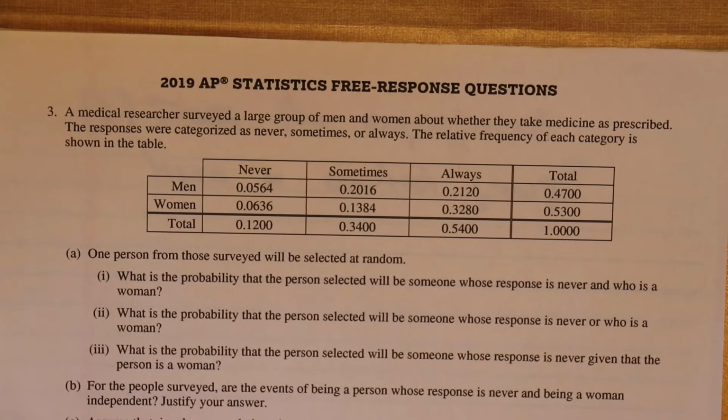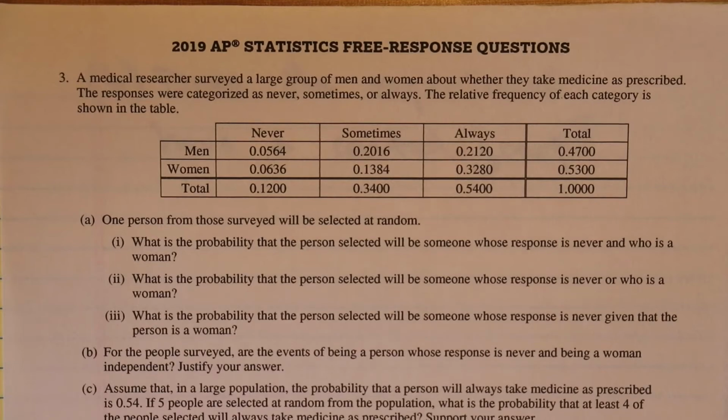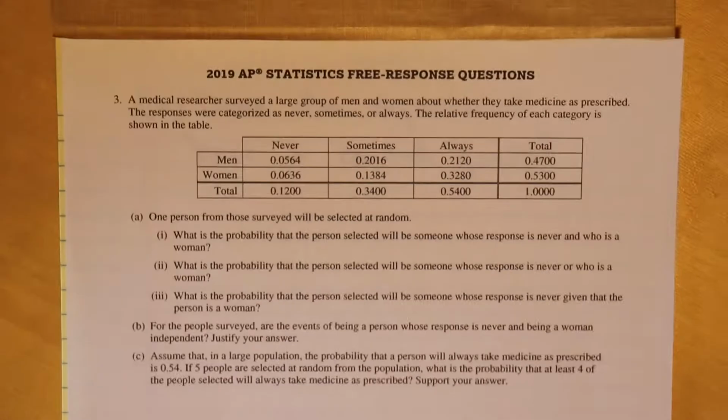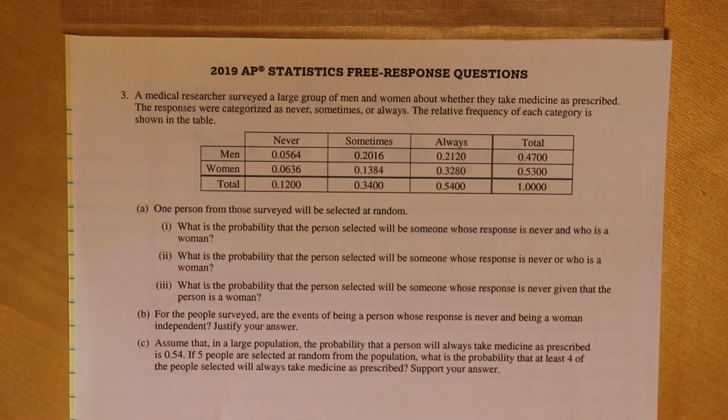So I tossed in a probability question as well, a little two-way table action going on here. Question 3: A medical researcher surveyed a large group of men and women about whether they take medicine as prescribed. The responses were categorized as never, sometimes, or always. The relative frequency of each category is shown in the table. So they're showing us in terms of probability.